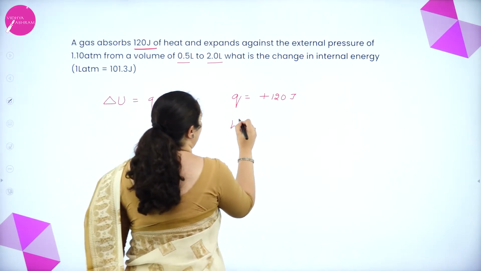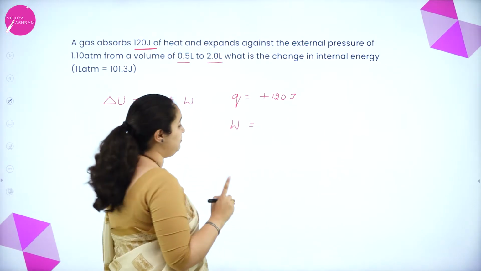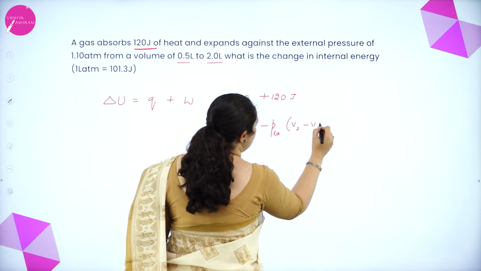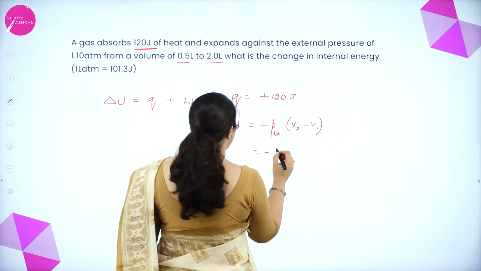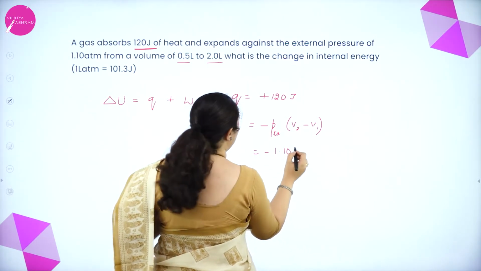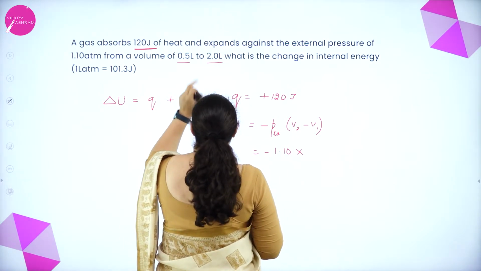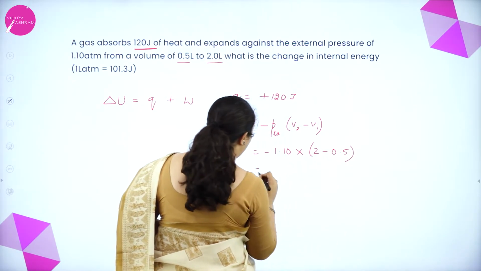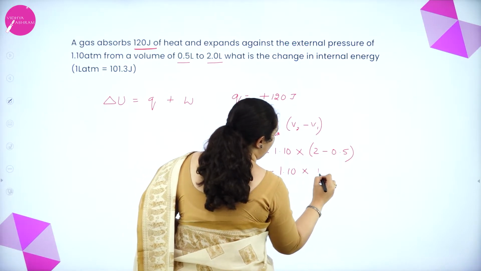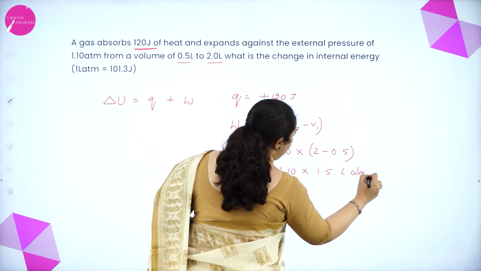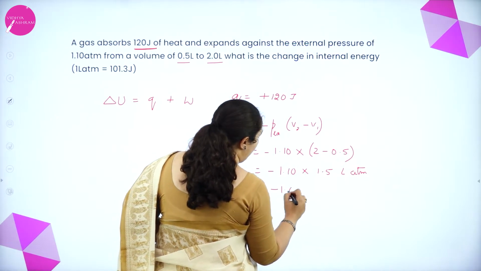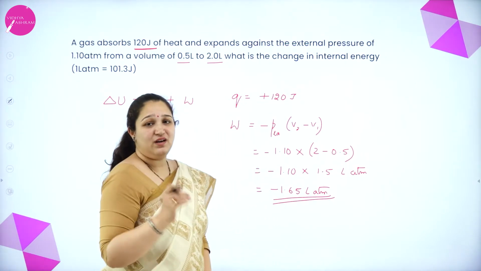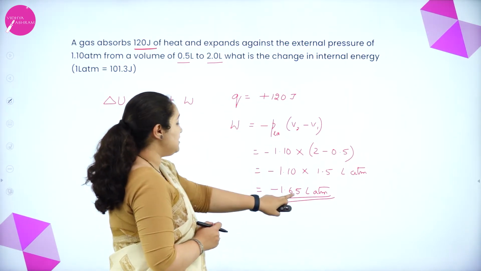I have to calculate work. Pressure is also given, it is constant pressure. So the formula is minus P external into V2 minus V1. So this is minus 1.10, that is the pressure, into the volume change. See, final minus initial, that is 2 minus 0.5, that is 1.5. So it is 1.10 into 1.5. I'll get it in liter atmosphere, which is minus 1.65 liter atmosphere. Correct? Yes. But here Q is in joules, and this is in liter atmosphere.